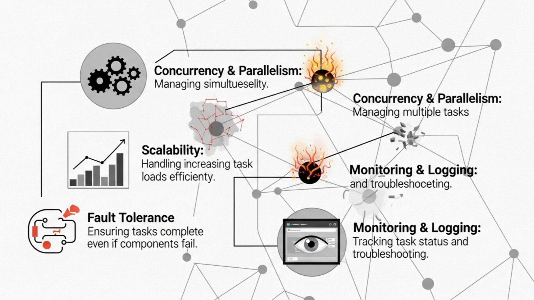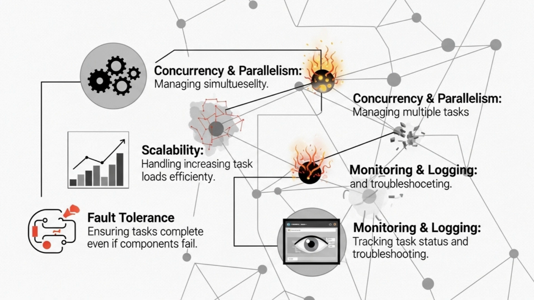Another critical consideration is fault tolerance. What happens if a worker process crashes in the middle of a task, or if the server hosting your scheduler goes down? A robust system needs mechanisms to detect failures, retry failed tasks, or ensure tasks complete successfully even in the face of component failures.